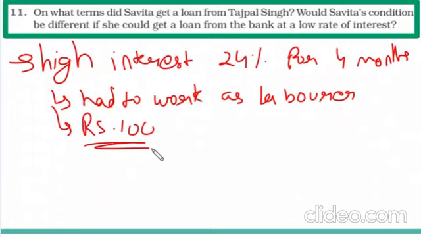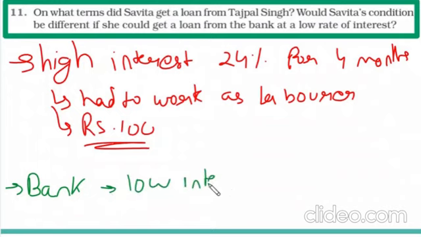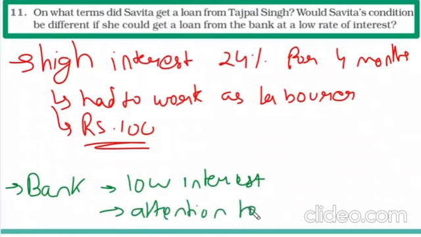But if she would have taken a loan from the bank, she wouldn't have to pay that much interest, correct? A low interest would be charged. And she wouldn't have to work for just rupees 100, she could pay attention to her own field as well. So, how do we frame our answer here?